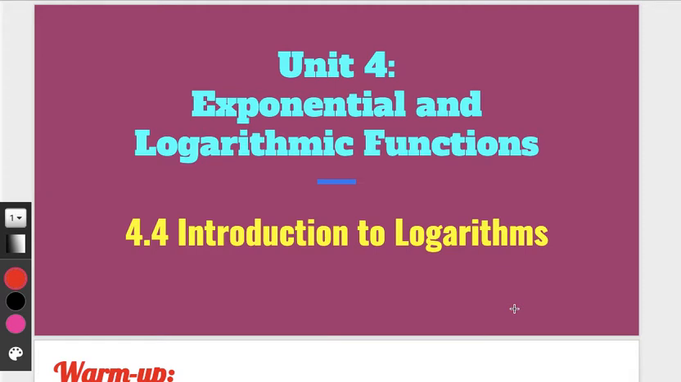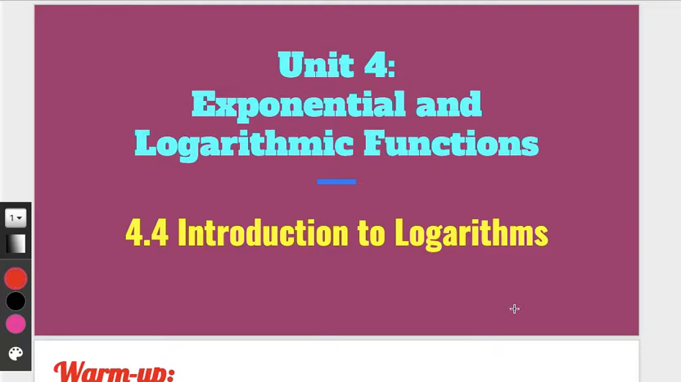Hello everyone, welcome back to Algebra 2 class. Today we are going to continue our conversation about exponential and logarithmic functions. And today we are finally coming to introduce this new topic, logarithms.